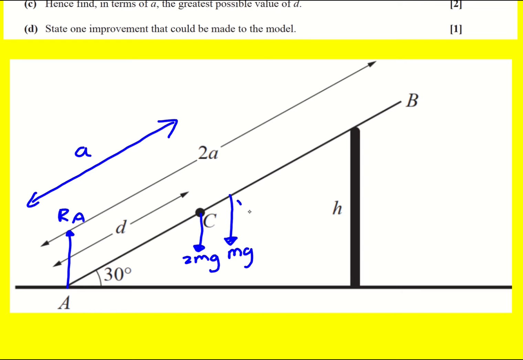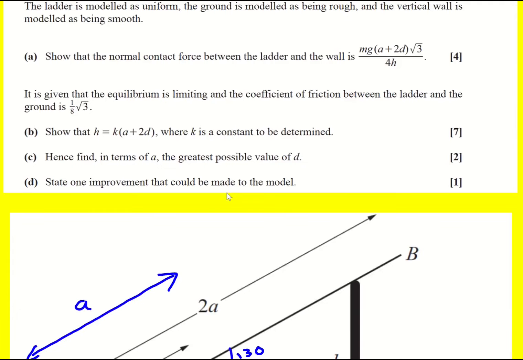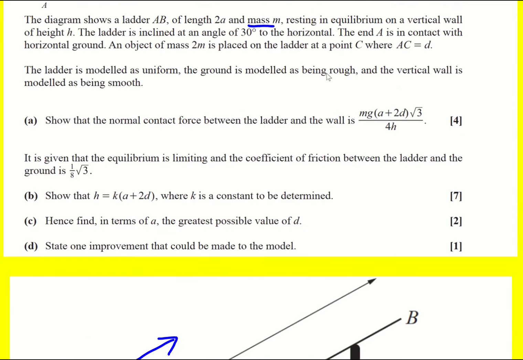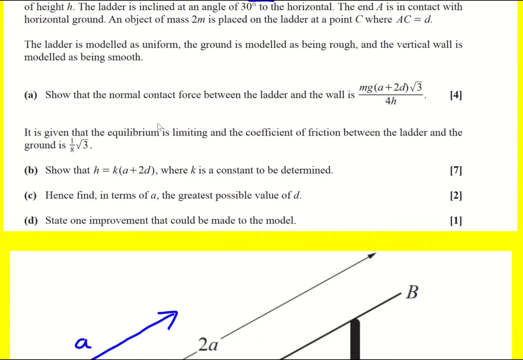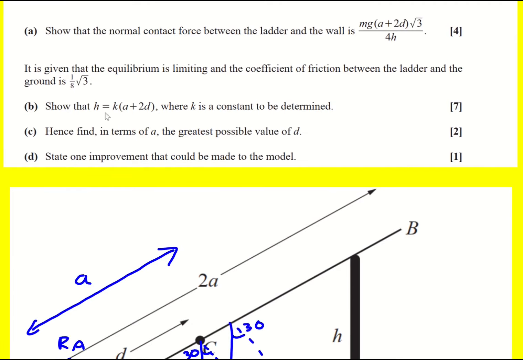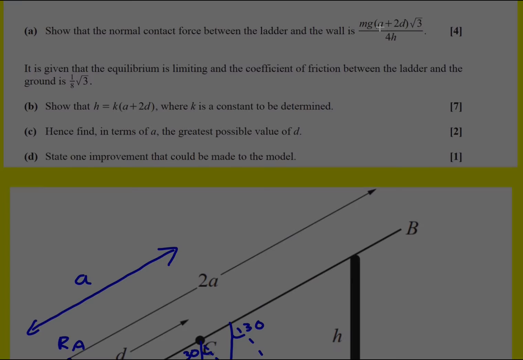After doing that, I'm just going to add this perpendicular line in. So this is going to be 30, and that angle there is also going to be 30. We're told that the ground is rough and the vertical wall is modeled as being smooth. And then we're asked to show the normal contact force is given by this.